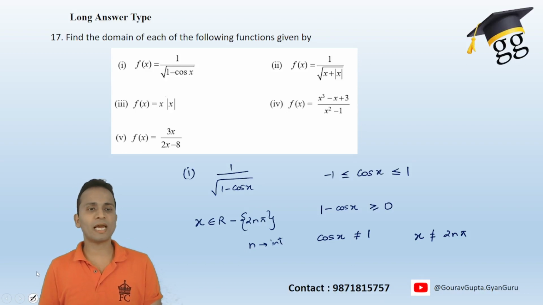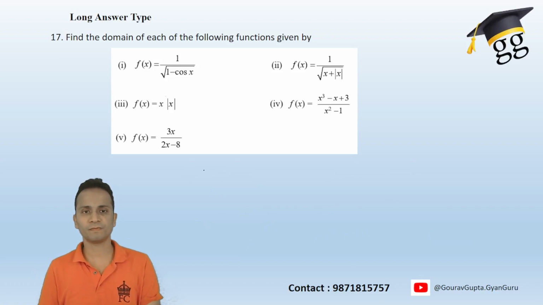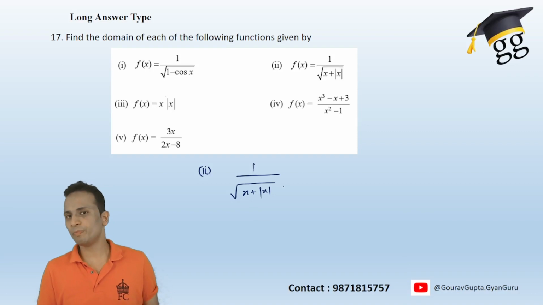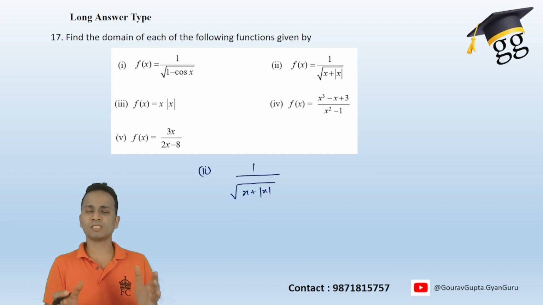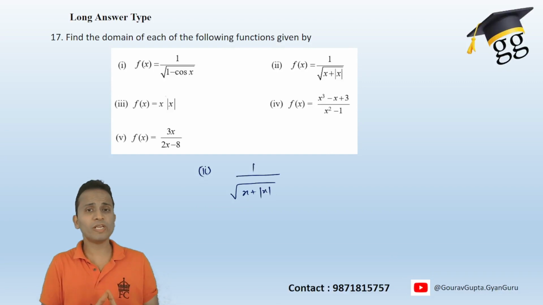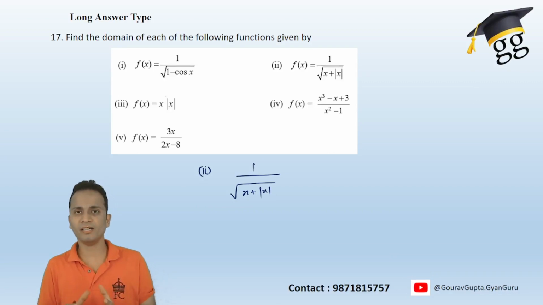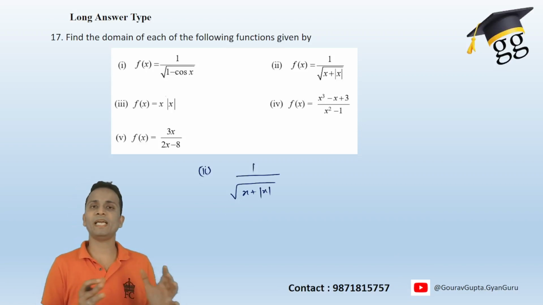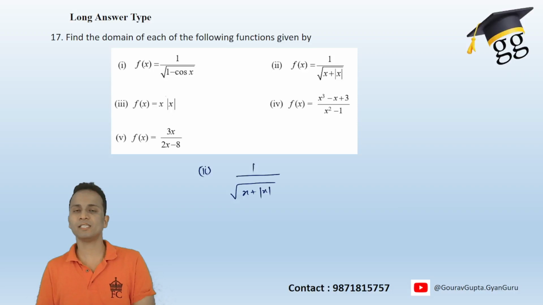Now let's move on and look at the second part of this question. Now the second part is 1 upon under root of x plus modulus x. Once again, the denominator should not be equal to 0. Now here x can take different values, starting from some negative values. It can be 0. It can be positive values. So since we are using a modulus function, I'll divide the entire number line, all the values of x, in 3 parts: when x is negative, when x is 0 and when x is positive.